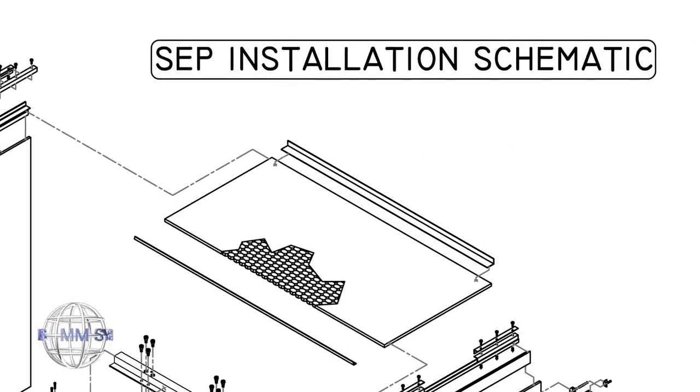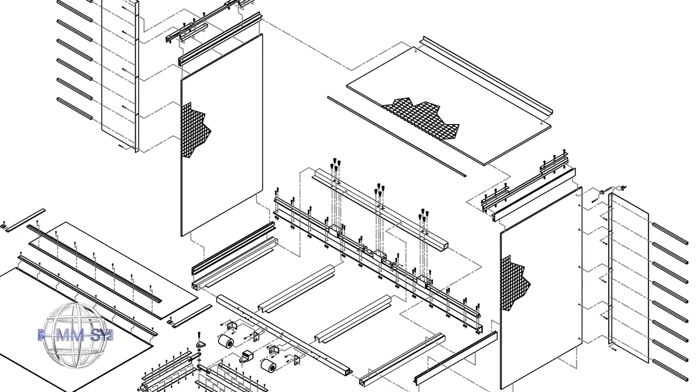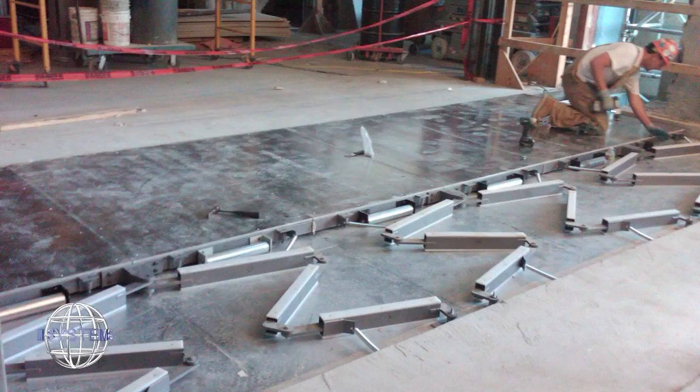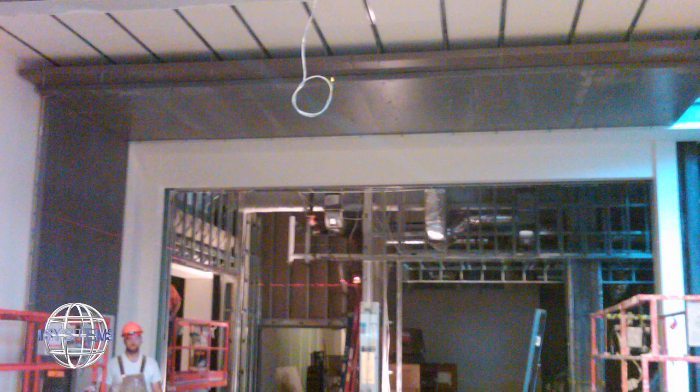Prior to the construction phase, MM prepares exploded isometric view schematics and provides training to the installation contractor. During construction, MM engineers provide field supervision and inspection to ensure the SEP is properly installed.